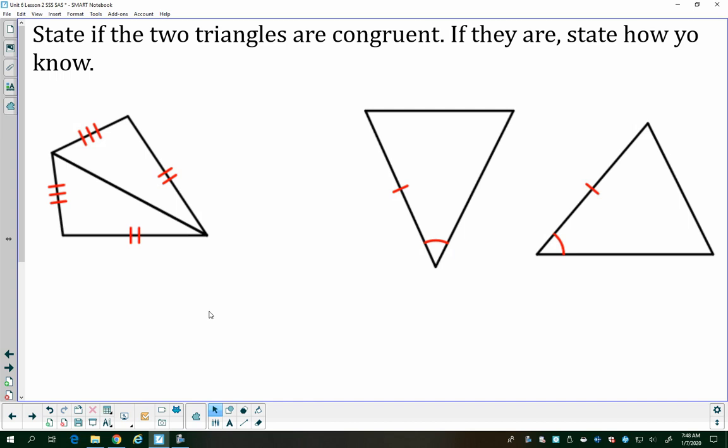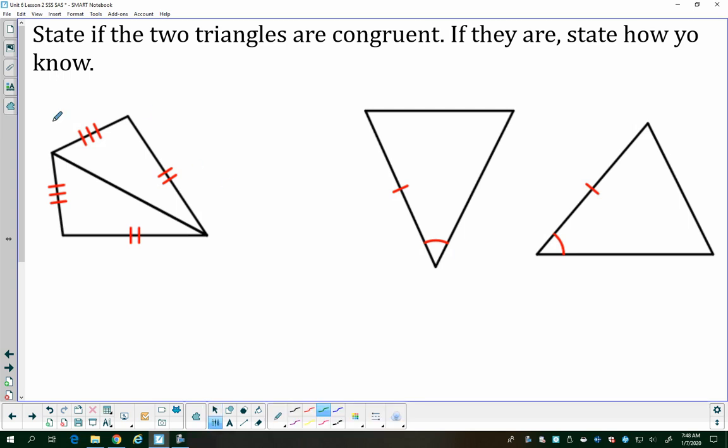So I want to start off these practice problems by saying you should always look for two special properties. One would be that reflexive property that we talked about a minute or two ago, and the other one would be if you have vertical angles, because remember from a long time ago that vertical angles are always congruent. You don't need to be told that those are congruent angles. If they're vertical angles, then they're going to be congruent.